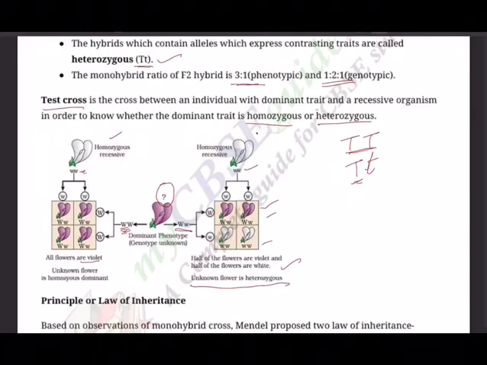So again, test cross is a cross between an individual with a dominant trait, violet, and a recessive organism, in order to know whether the dominant trait is homozygous or heterozygous.